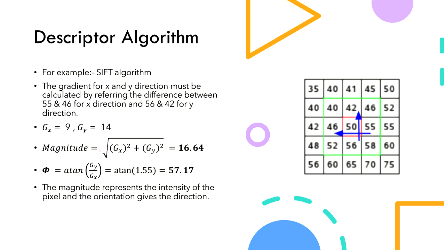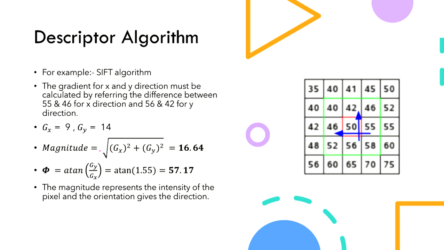Descriptor algorithm, for example: we use the algorithm for SIFT, the scale invariant feature transform. The gradient for x and y direction must be calculated by referring to the difference between 56 and 46. As you can see in the picture, 55 and 46 are on the x axis, and 56 and 42 for the y direction. So the GX, or the gradient X, is equal to 9, and GY, 56 to 42, is equal to 14. To calculate the magnitude, we can use this formula, which is GX squared plus GY squared, and we take the square root of it.